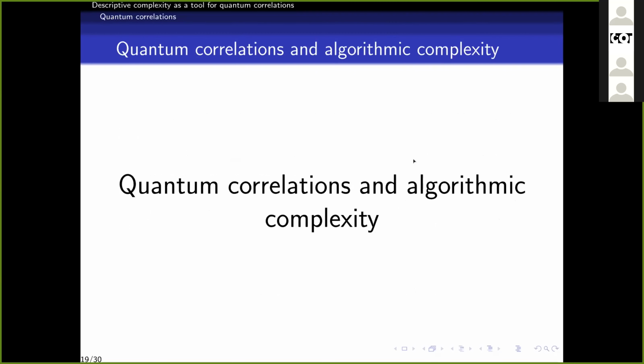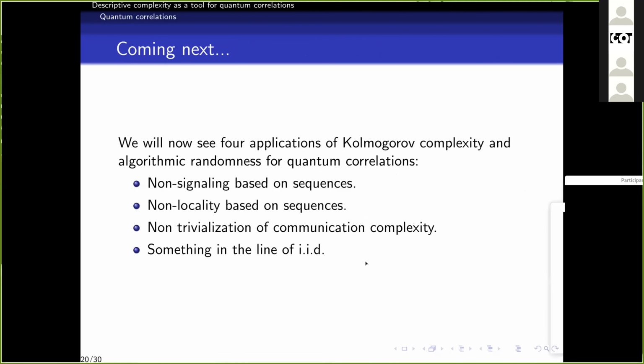So now that we have all these definitions of information content of a string and randomness, let's move on to how to use this for quantum correlations. So what can we say about quantum correlations by using algorithmic complexity? There are a few results in this direction. I will briefly talk about a few of them. We'll talk about 4 applications of Kolmogorov complexity and algorithmic randomness for quantum correlations.